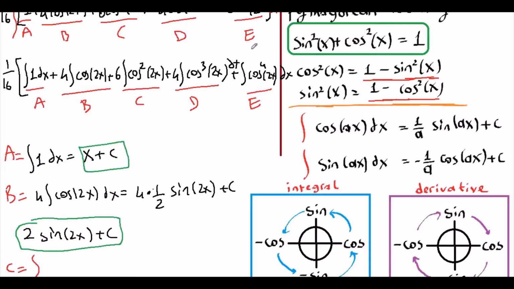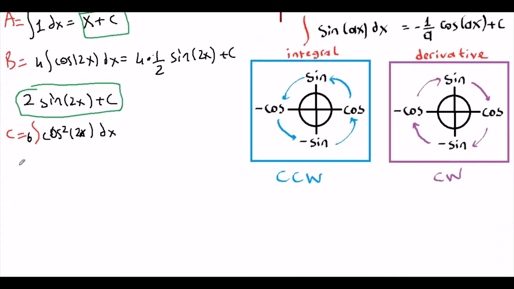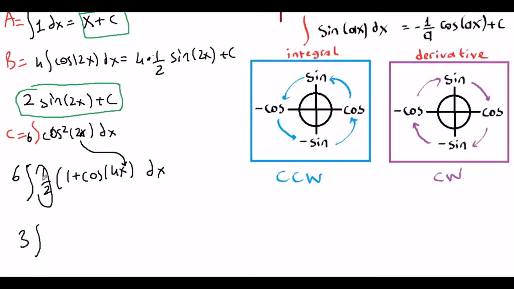Our block C is the integration of 6 times cosine squared of 2x dx. Whenever we have even power, we apply the half angle identity. So here we are going to apply integral 1/2 times 1 plus cosine of 4x, because we are doubling this angle in the half angle identity, dx. We can pull 1/2 in front of the integral sign. 6 times 1/2 is 3, and we have integral of 1 plus cosine of 4x.